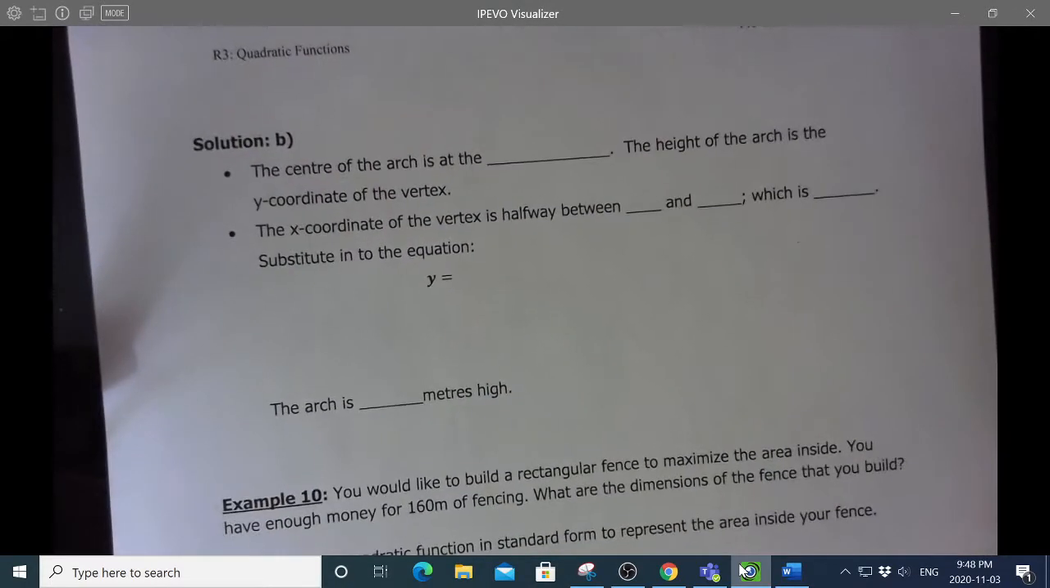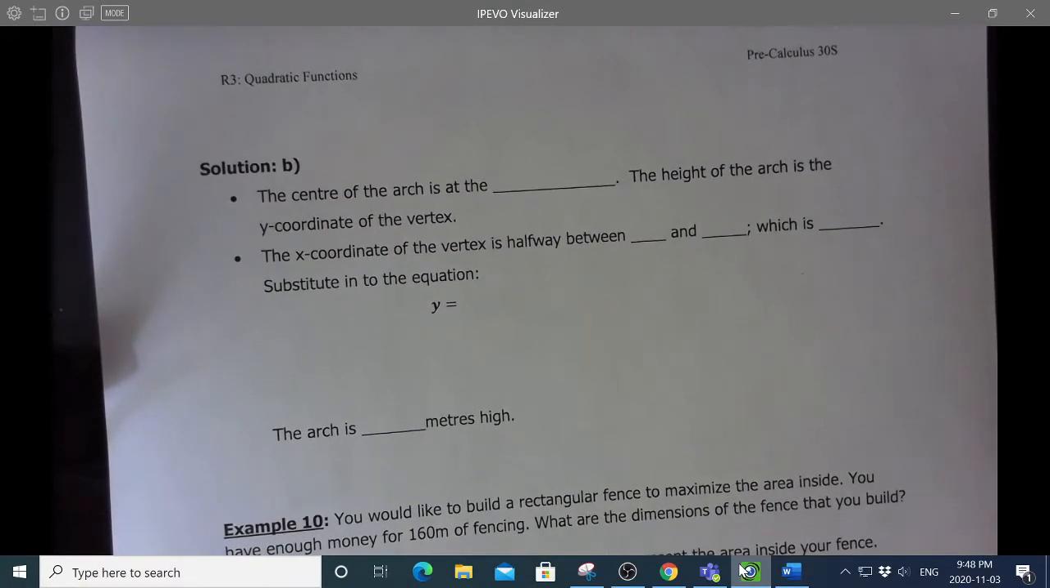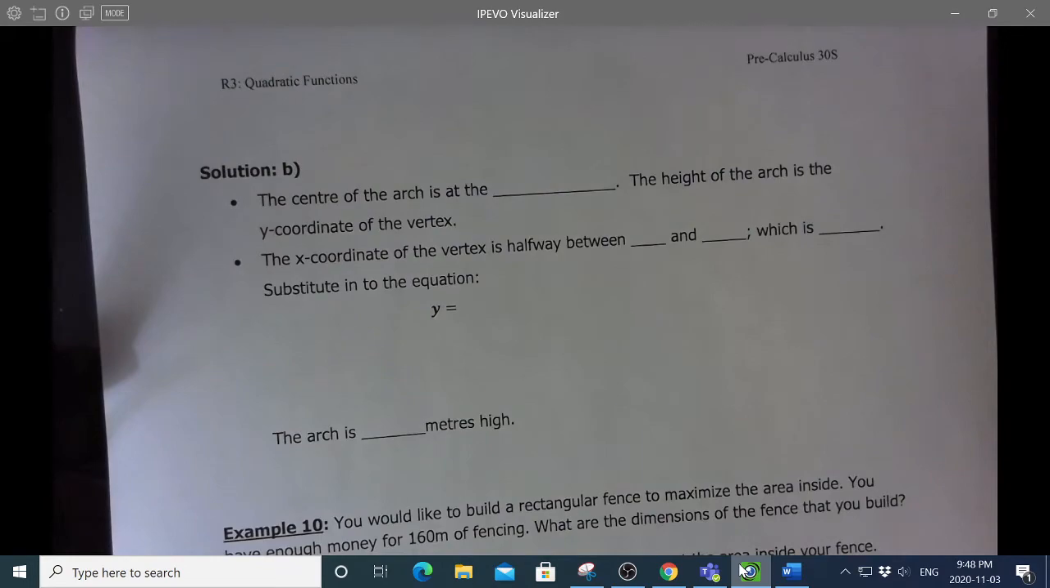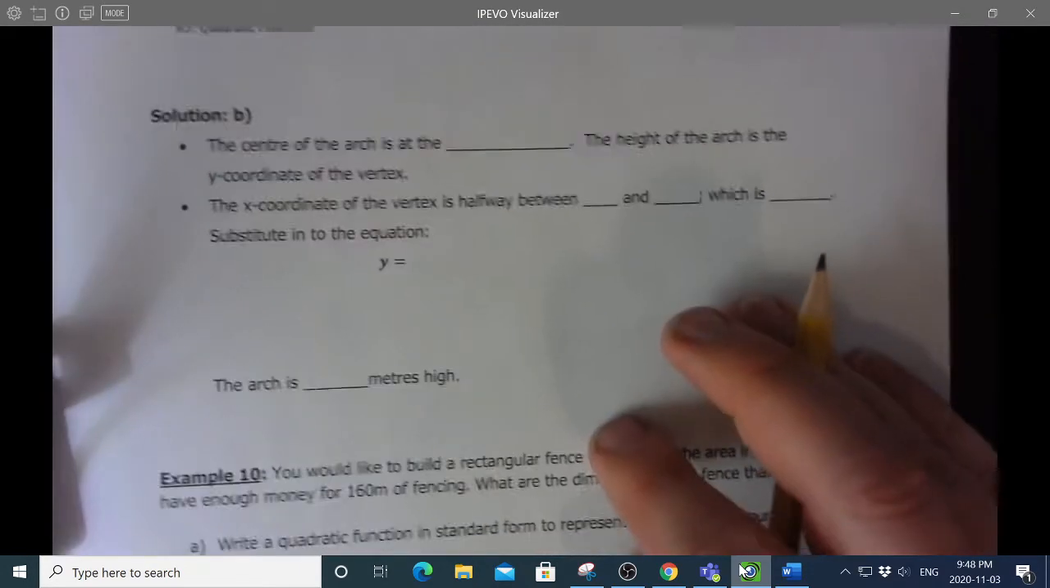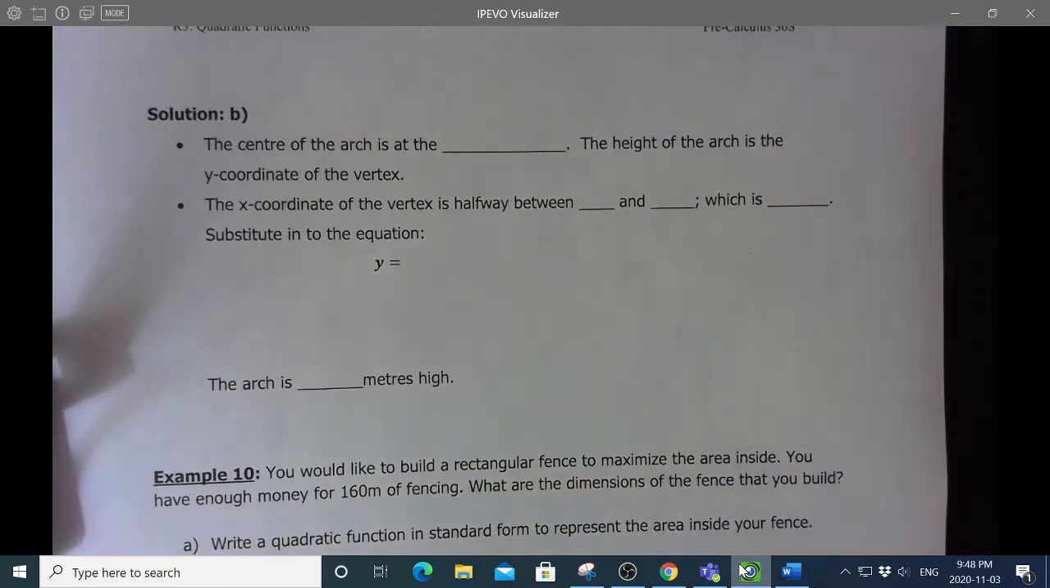Okay. Solution part B. All right, what was the part? Oh, there's a part B for this question. It says the center of the arch is, of course, at the vertex.